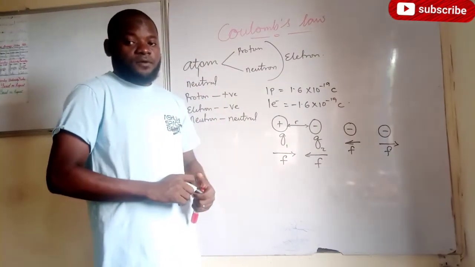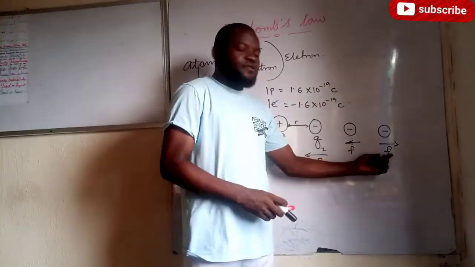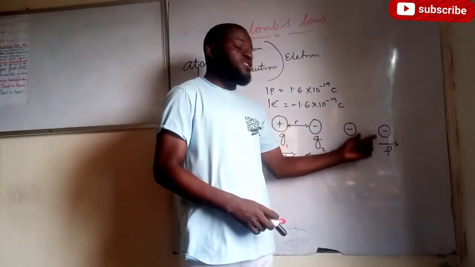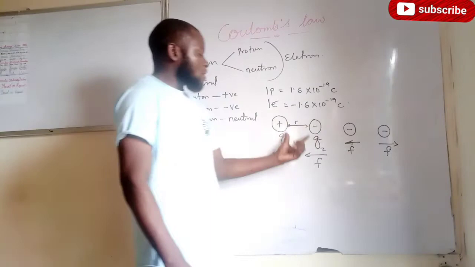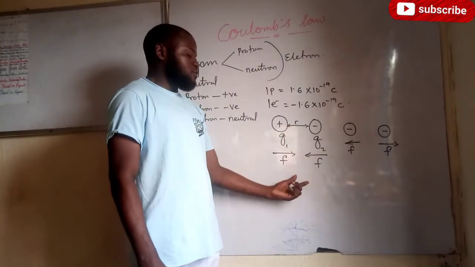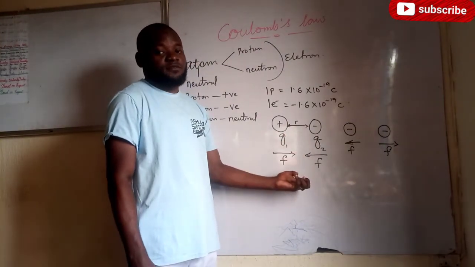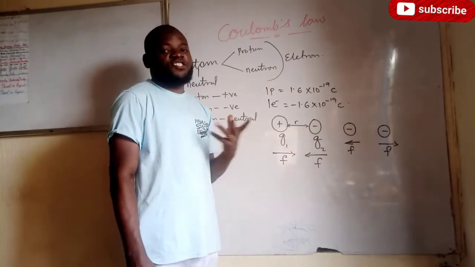Are we together now? Cool. So, because they repel each other, the force between them is a force of repulsion, even if it is equal in magnitude. Because these two attract each other, the force between them is going to be a force of attraction. Why? Because they are of different charges.